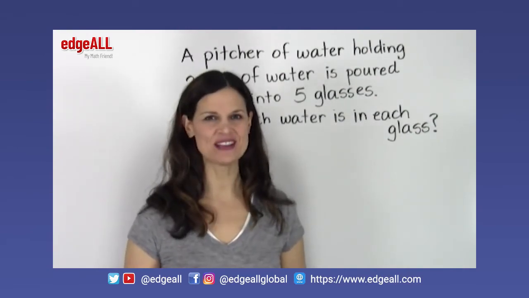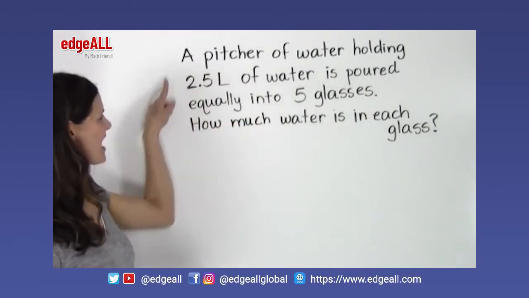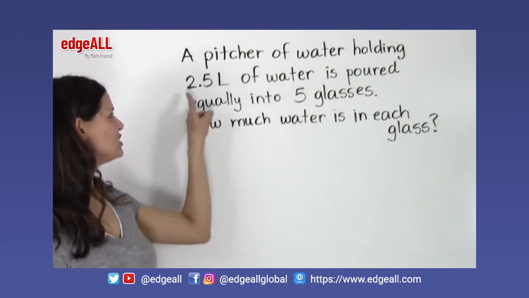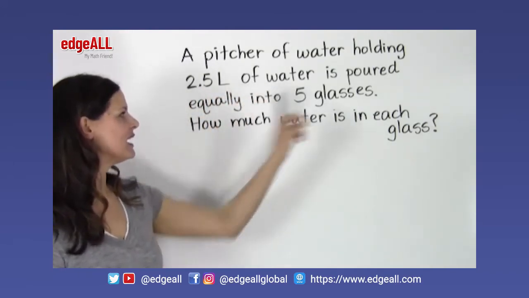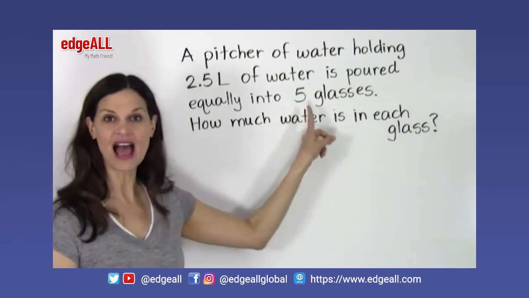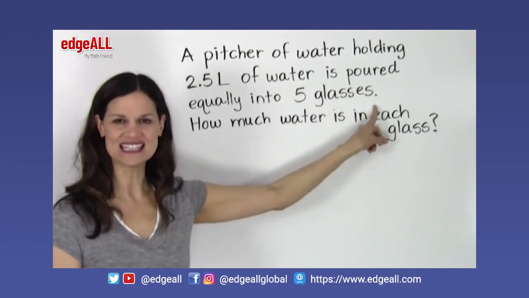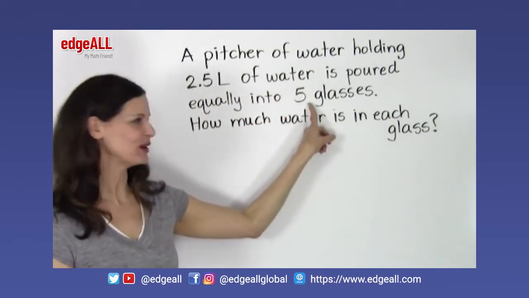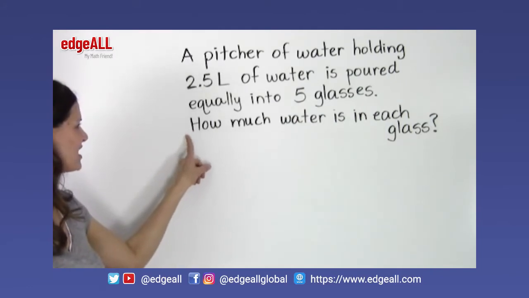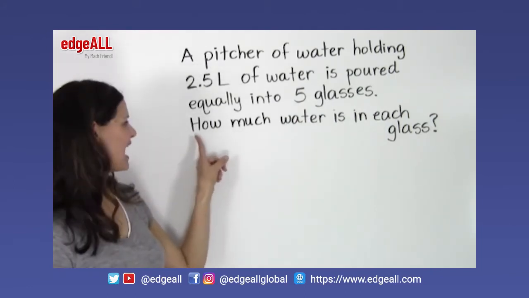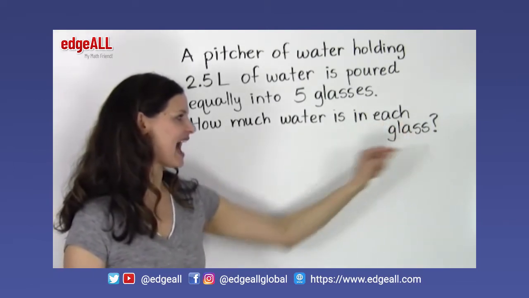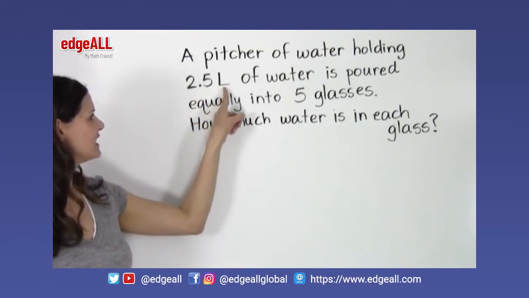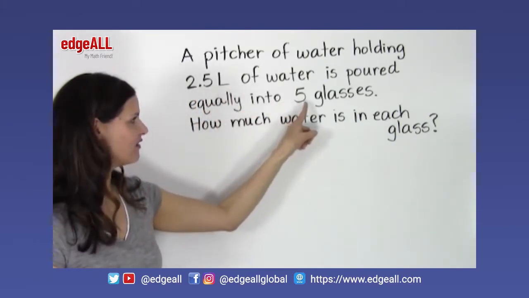Let's take a look at a real-life problem. I have my problem written here on the board behind me. A pitcher of water holding 2.5 liters of water is poured equally into 5 glasses. So you can start to see the setup of our measurement divided by our number in this problem. And then the question that we are asked to solve is how much water is in each glass. And so this problem asks us to divide 2.5 liters of water by 5.